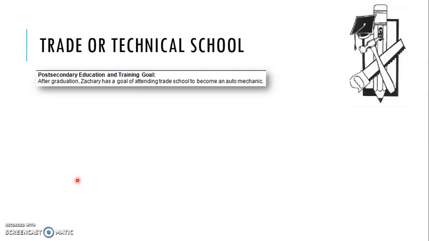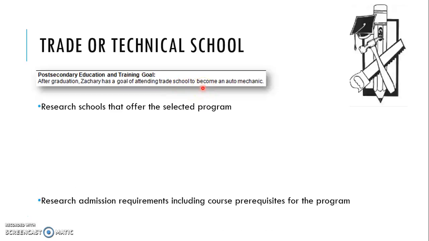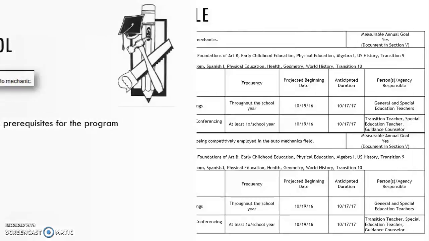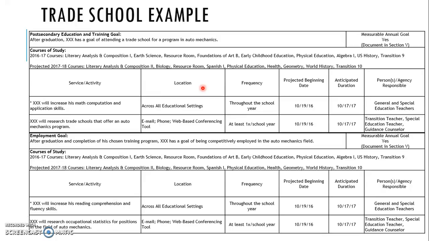Trade and technical school. Again, same exact wording. After graduation, we need that qualifier. The student has a goal of, okay, not plans to pursue, that he will do this, has a goal of attending a trade school to become an auto mechanic. So researching schools, researching the admission requirements are all good things to be looking into for trade school.